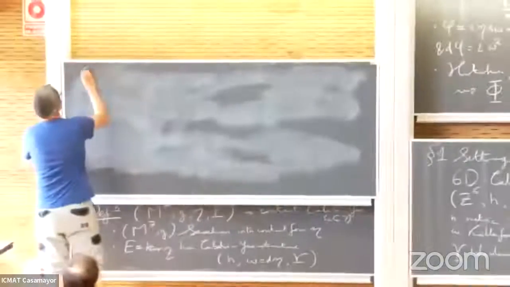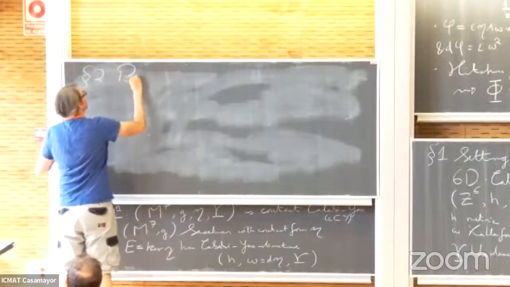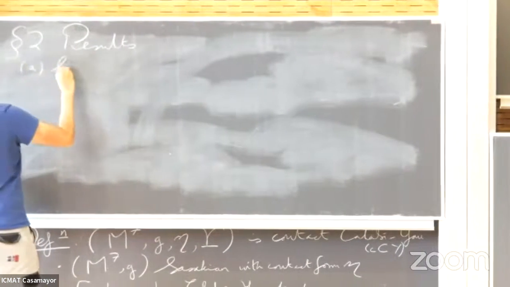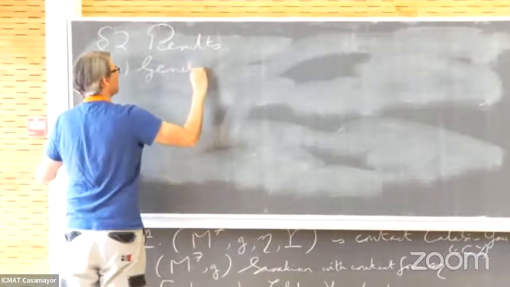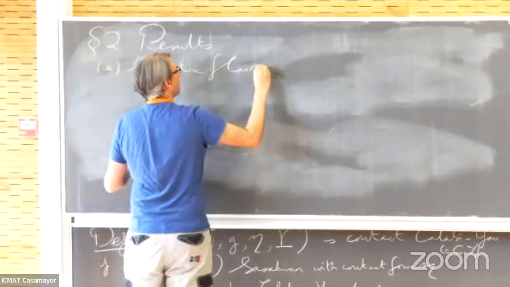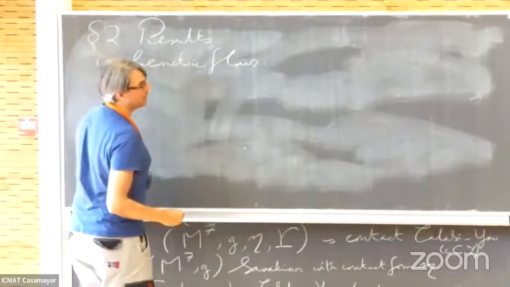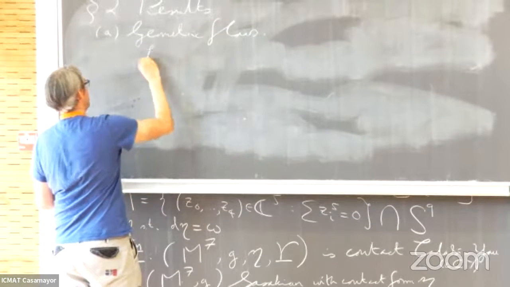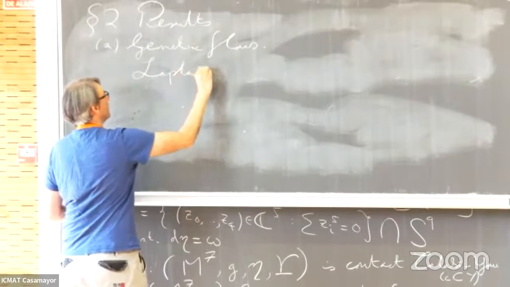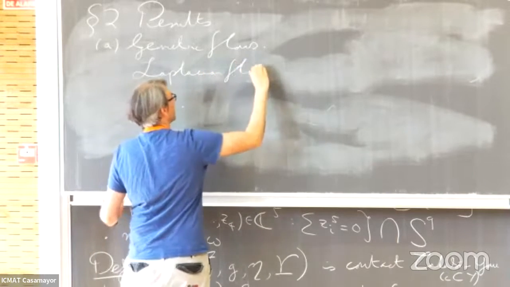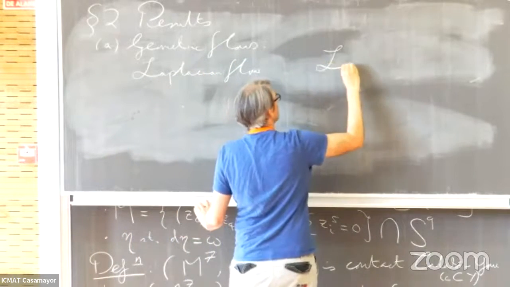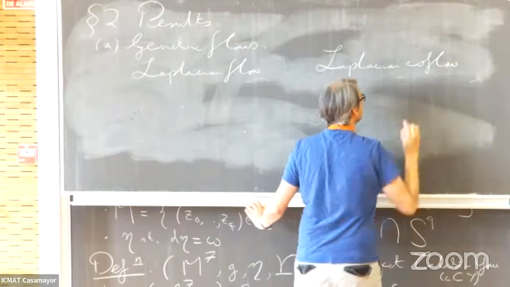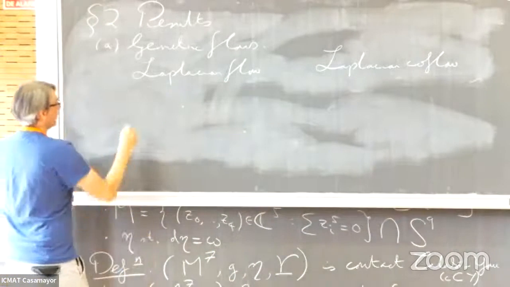Okay, so let's move on to the results. And the first set of results is in the setting of geometric flows. So in G2 geometry, there are at least two natural flows, which go by the name the Laplacian flow, and the slightly uglier name of the Laplacian coflow. And it does what it says on the tin.